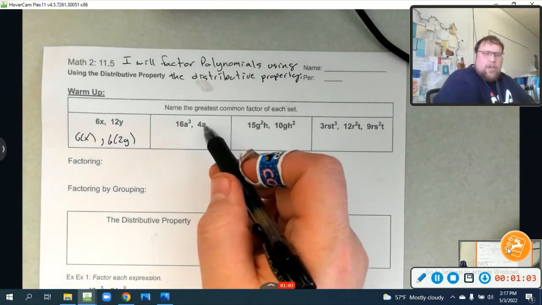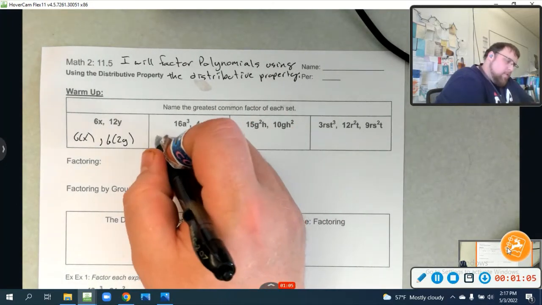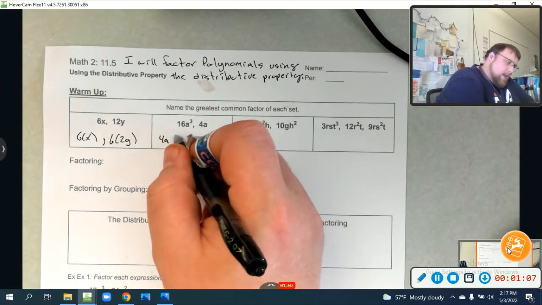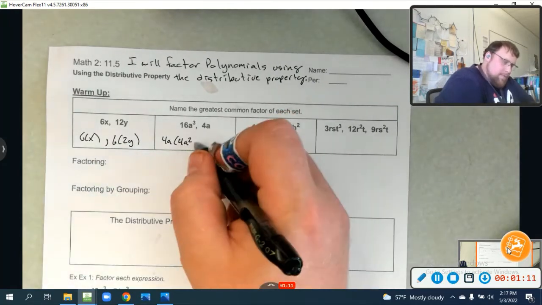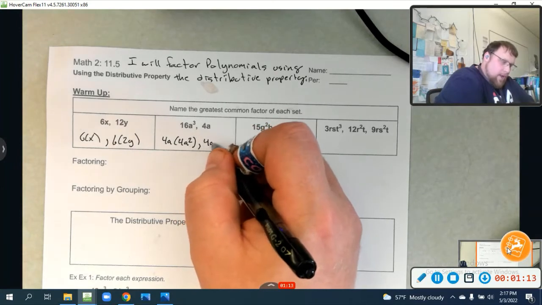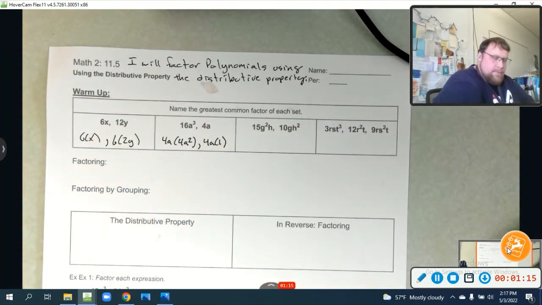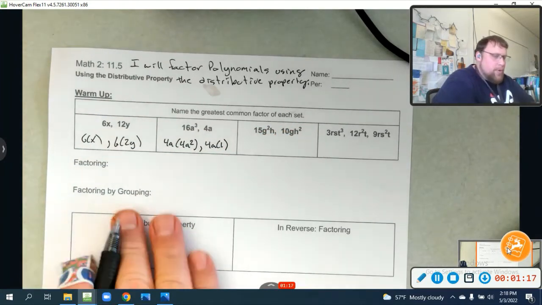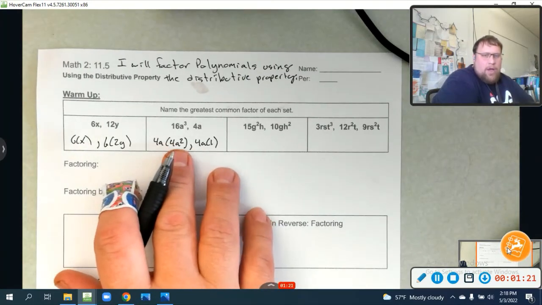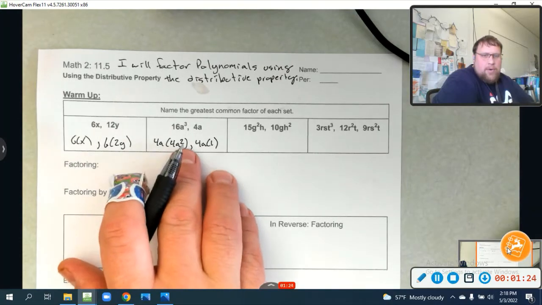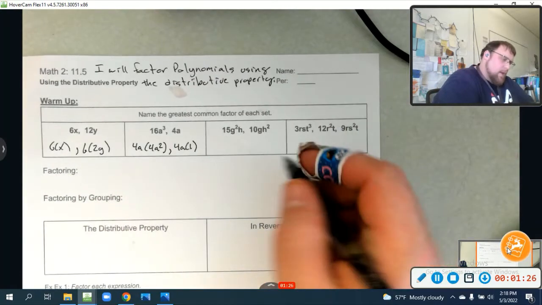For 16a cubed and 4a, I can pull out a 4a, because it's going to be 4a times 4a squared for 16a cubed, and 4a times 1 for 4a. There's a reason I'm writing it like this, guys. I'm just showing, if I multiply those out, 4 times 4 is 16, a times a squared is a cubed, right? So look at this.